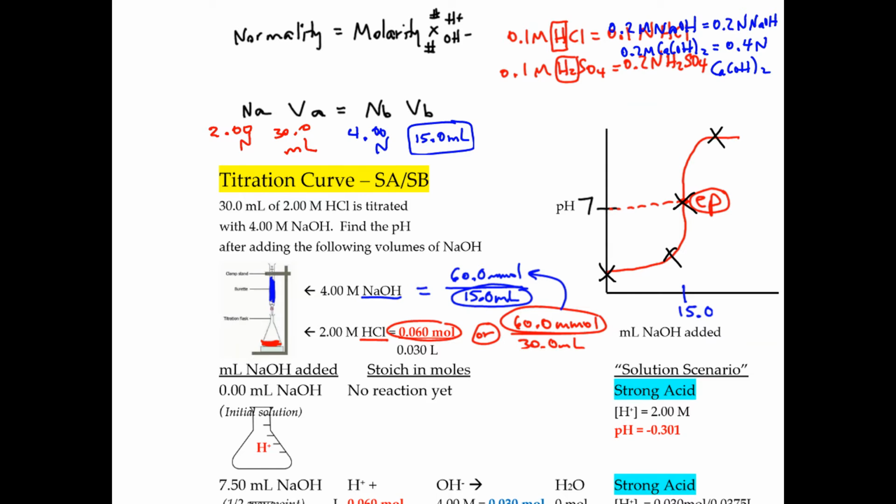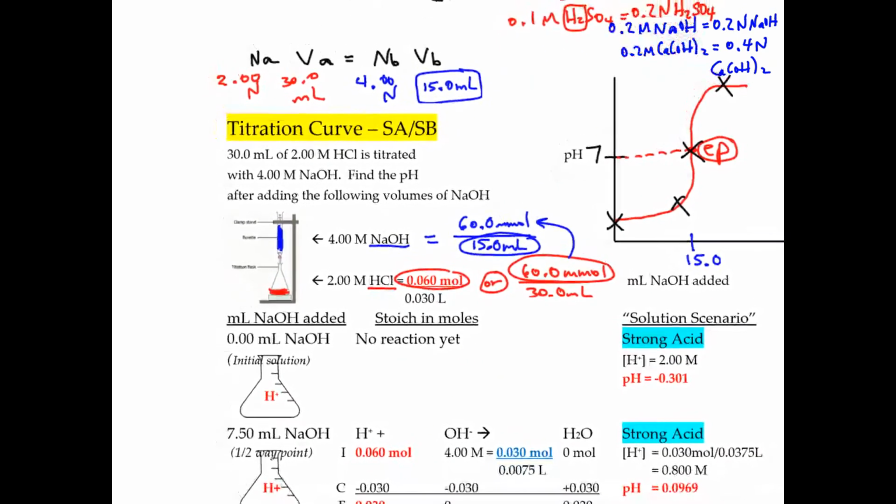So there's 4 main points. If we look at these 4 main points, we're going to see that the first one is the initial concentration when you only have H plus in here by itself. As soon as you add some of the NaOH, it's going to react, and you're going to have stoichiometry in moles from that point on. So let's take one at a time.